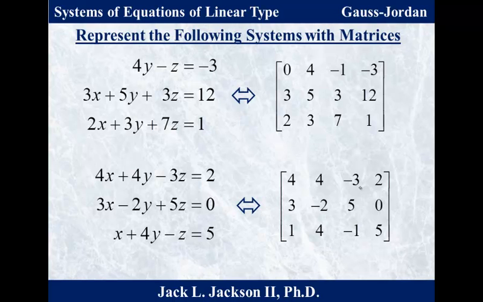The second set of equations is 4, 4, negative 3, 2, then 3, negative 2, 5, 0, and then 1, 4, negative 1, 5. Remember to put zeros when you're missing something. And then also remember that you might have to reorganize it so that it looks like this. So if this equation was written maybe in a different order, maybe this one was written as negative 3z plus 4y plus 4x minus 2 equals 0, you'd have to rewrite this equation in this form before you put it over here in the matrix.